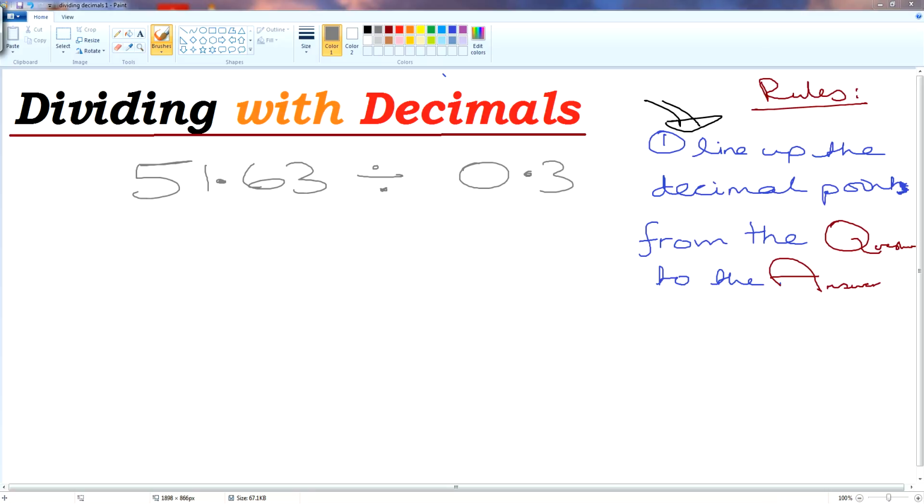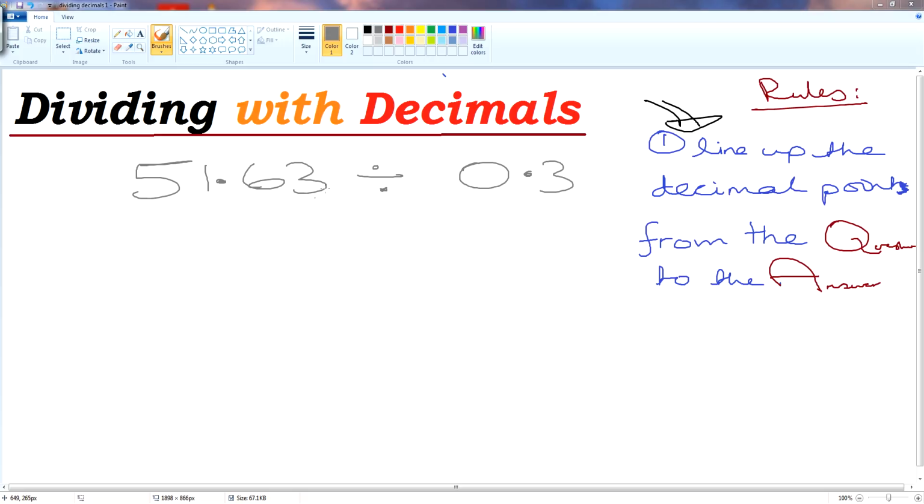We're looking at dividing decimals with my 11 plus class. Now, let's have a look at 51.63 divided by 0.3 is the question. Okay, so that could be the context of 51.63 kilograms is divided into 0.3 kilogram bags or something, and there could be a scenario that how many bags would you fill? It could be that kind of scenario or anything else.